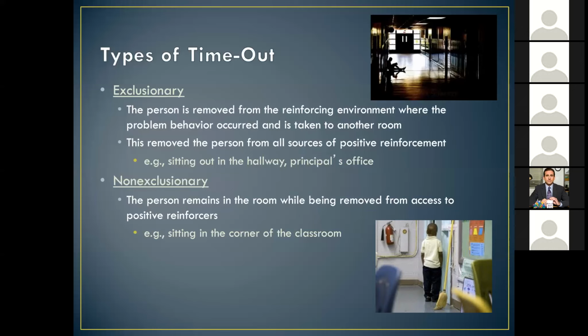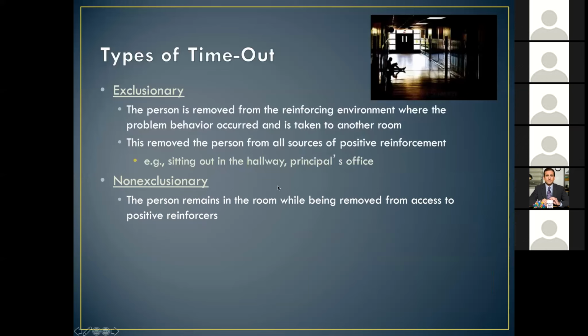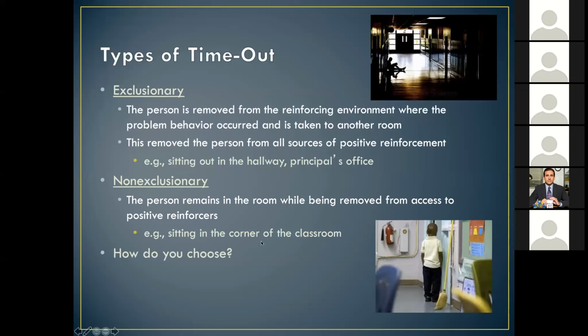If it was exclusionary, then where would you send the kid to? You may send the kid to the room. Yeah, exactly. So go to your room, right? So in this case, it would be exclusionary. So exclusionary, you exclude the child from the environment, and then non-exclusionary, the person is not excluded from the environment. So that's a good way to remember the differences between exclusionary and non-exclusionary. How do you choose? Does anyone want to try? Like, why would you use exclusionary versus non-exclusionary?